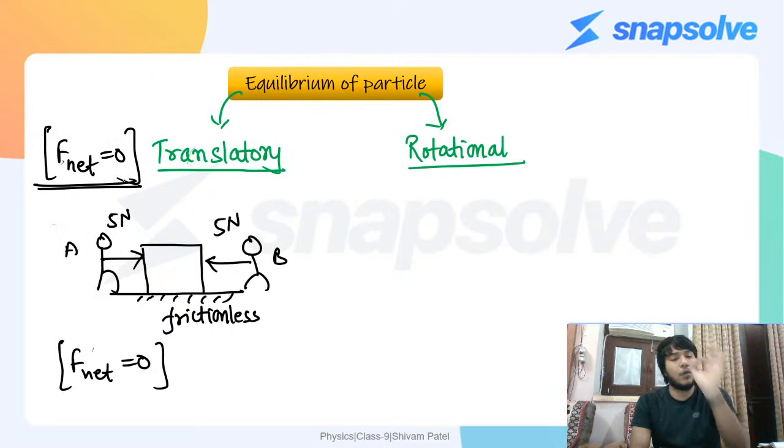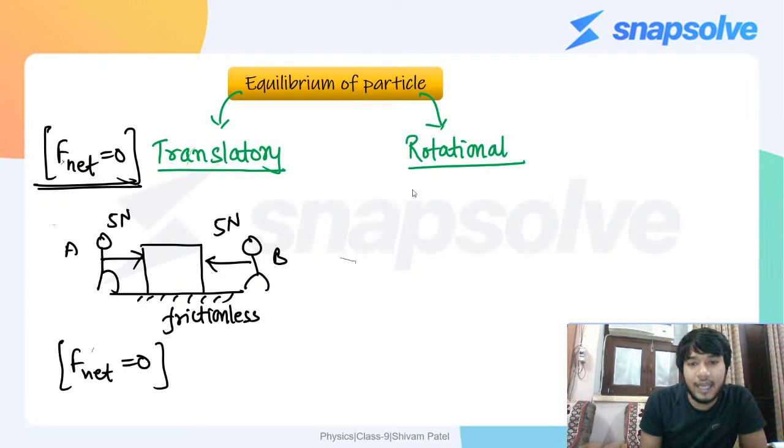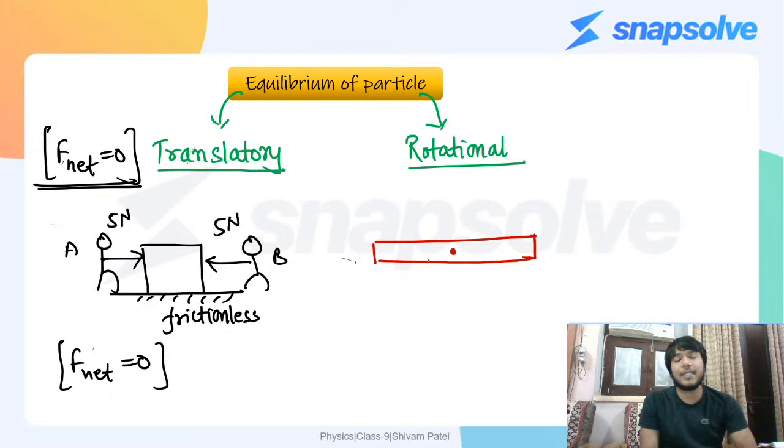But please note it down that if the net force acting on a body is zero, that does not mean that the body will necessarily be in equilibrium. Let's take this example, then you'll understand. Let's say we have this rod, which is hinged at this point. Hinged means you have taken a rod and driven a nail through its middle, okay.